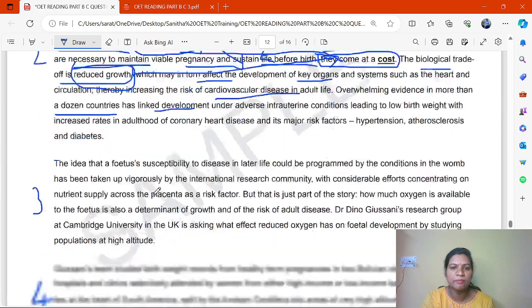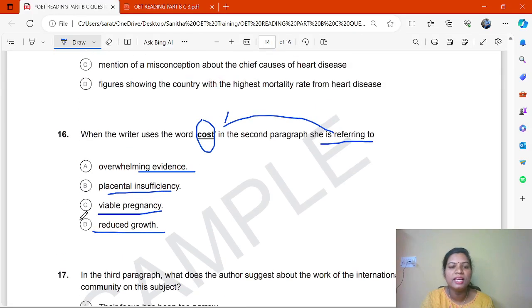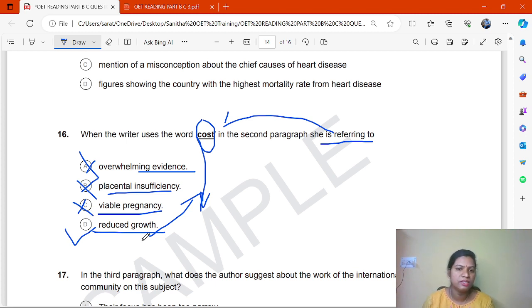Are you getting my point? What is the conclusion we got here? Reduced growth. Cost means we have to pay something, that means for sustaining the pregnancy, the growth of the child will be reduced. That is the cost the word is referring to. The other options are not matching, such as well-being or viable pregnancy. Only one answer is here, reduced growth. You have to find out the answers this way.